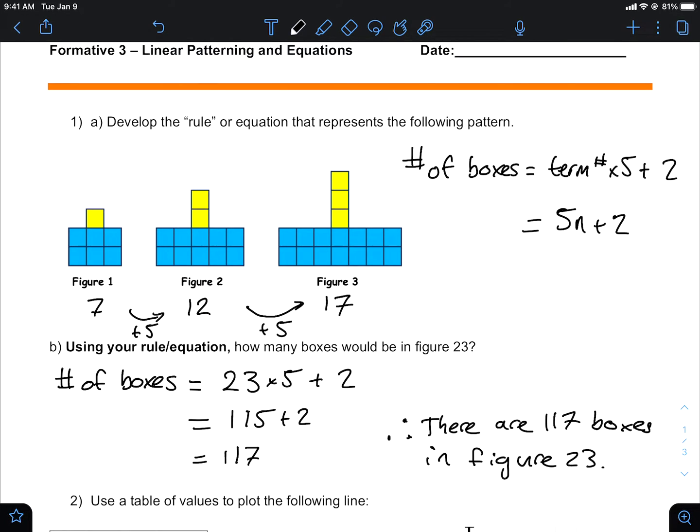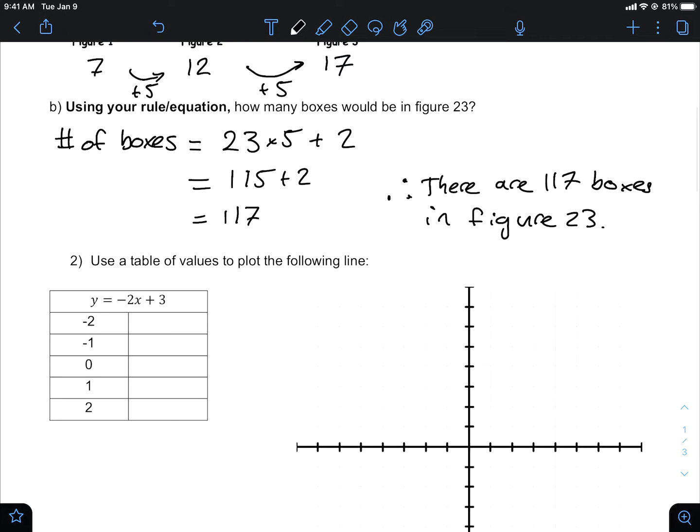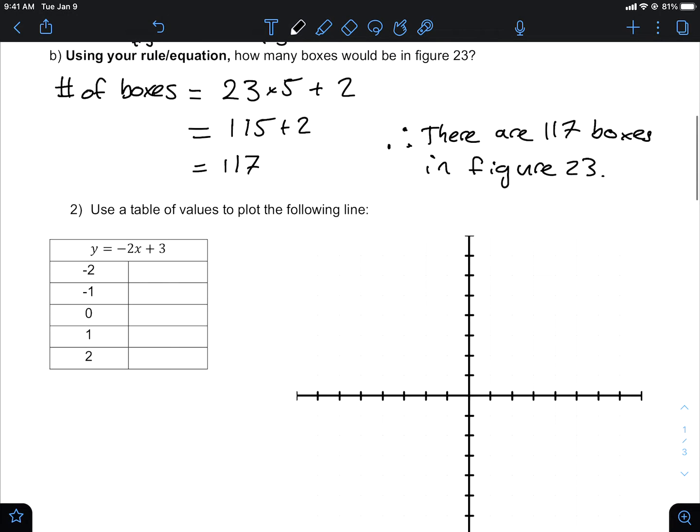It's always important to have a concluding statement in these kinds of questions. Just really hammer home what the answer is. What do you want the teacher to look at when you're marking? But yeah, that's pretty straightforward, I think. Any questions about that?